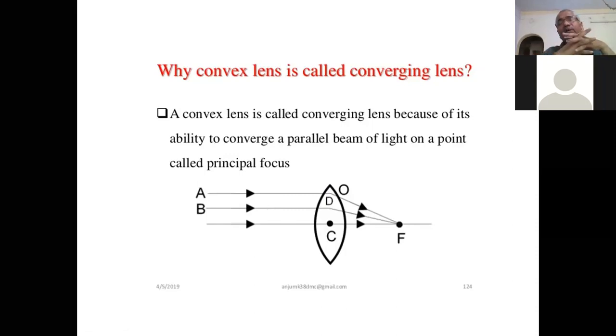So when a parallel beam of light is incident on a convex lens, all the rays pass through the focus. So what is the focus of this lens? The focus is the point on the principal axis at which all the rays after refraction pass. So it is called the focus of the lens.